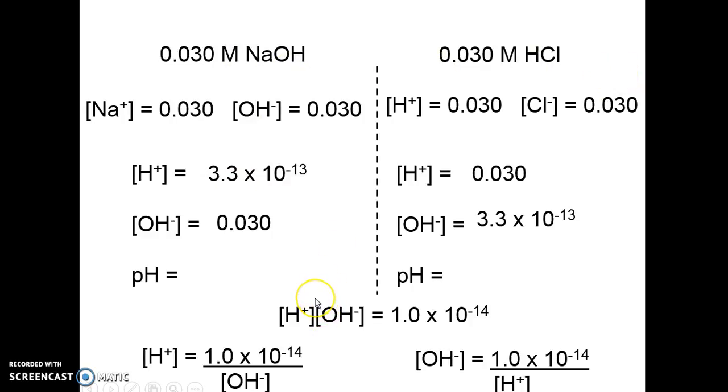Now I go to figure out my pH. pH is based on proton concentration. So I need to take my negative log of this number for sodium hydroxide, but this number for hydrochloric acid. So my pH for the sodium hydroxide solution is the negative log of this, which is 12.5, and my pH for the hydrochloric acid solution is 1.5, because the negative log of this gives you 1.5.